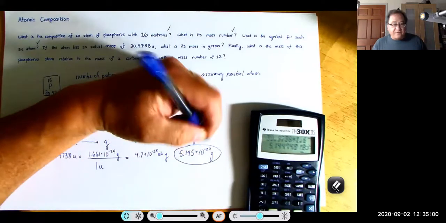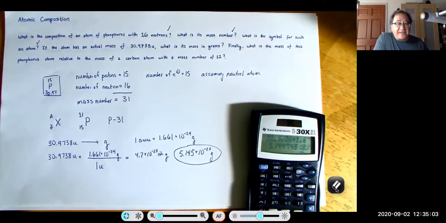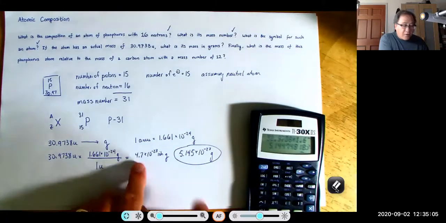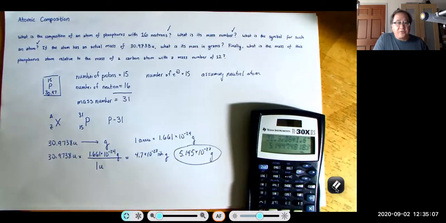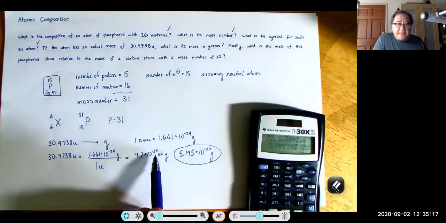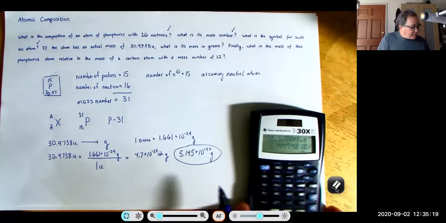My ish is a little farther off than it's been in the past, but that's still okay because roughly 4.7 and 5.1 are pretty close to one another. They're within 10% of one another. And that's what you're hoping for with your ish, to get within 10% of the real number. We got the same order of magnitude for the 10. So that's how you would do that.